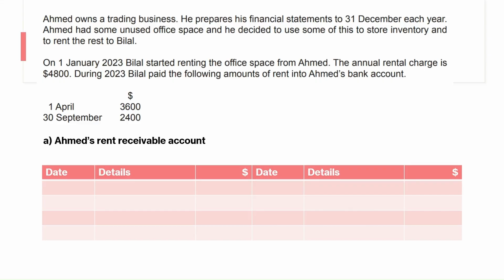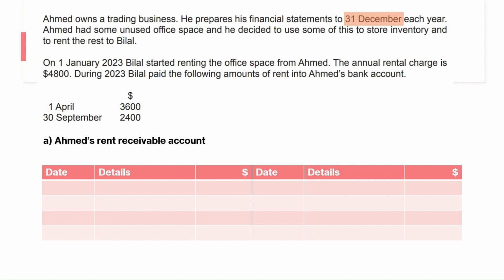Here's the first part of the question. The question says Ahmed owns a trading business. He prepares his financial statements to 31st December each year. So that means the financial year ends on the 31st of December. Ahmed had some unused office space and he decided to use some of this to store inventory and to rent the rest to Bilal.